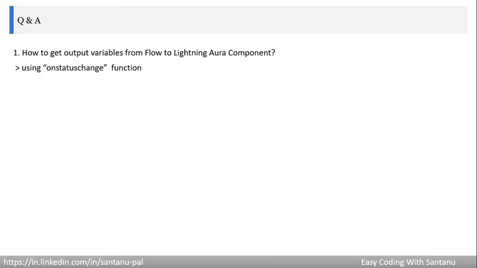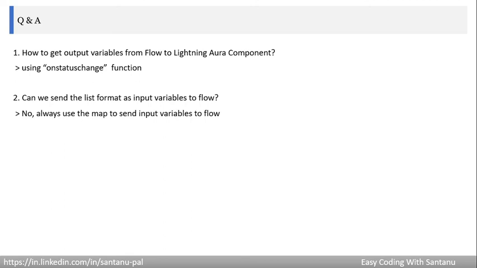Next are some questions for you. The first question is how to get output variables from flow to Aura component? Using the onstatuschange function in Aura component, as we have discussed earlier. Next question is can we send the list format as input variables to flow? No, it's always best practice to use the map to send the input variables to the flow, as we have seen that the input variables have three attributes: name, type, and value.